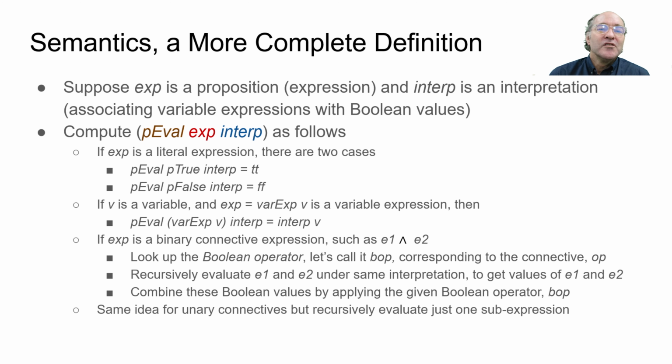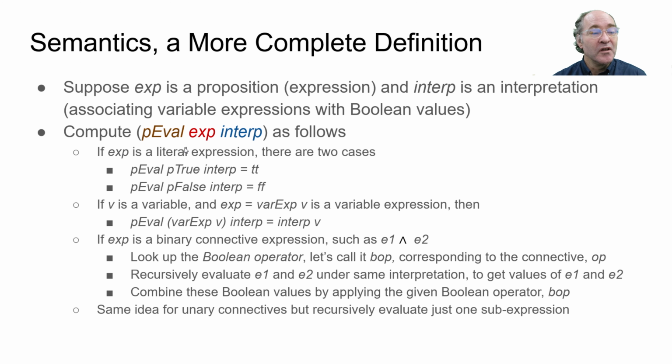So here's a more complete, more rigorous definition of the semantics of propositional logic. So suppose that EXP is a proposition and interp is an interpretation for the variables, associating variable expressions with Boolean values. Then we define the p-eval function applied to an expression and an interpretation by cases. Okay? And the cases correspond to the different ways in which an expression can be constructed.